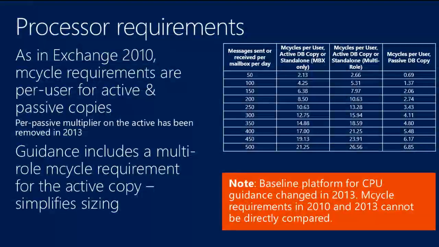The challenge is that nice bright orange box down at the bottom. The megacycle guidance is based on a particular hardware platform. And the way you calculate available megacycles is specific to the particular hardware platform that you want to deploy on. There's some math that goes into normalizing this so you get the right results for specific hardware. Because we had a different baseline platform for 2010 and 2013, you can't compare these. There is a fairly dramatic increase behind these numbers for 2013.